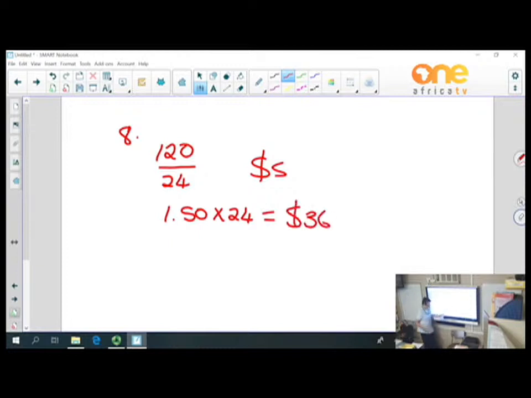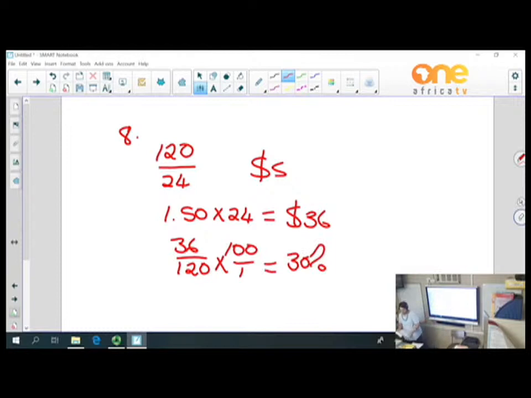That's the first question. And then they say a percentage profit. So it's then the 36 over what? What was the original amount? The 120 times 100 over 1. 30%. Now, this exercise was a nice exercise with actually easy grade 8 and 9 questions, which we should get right.